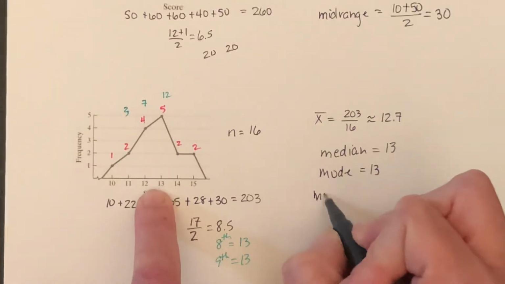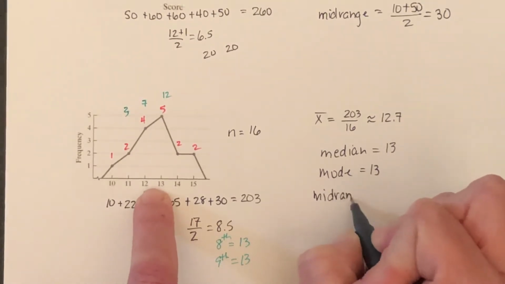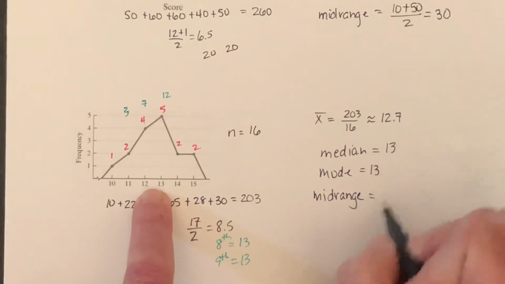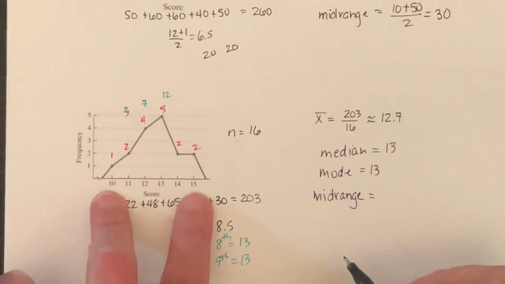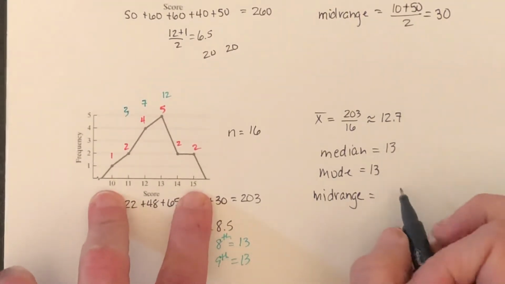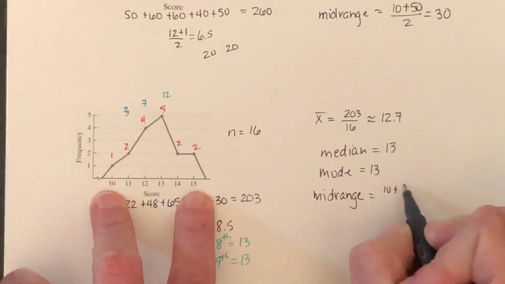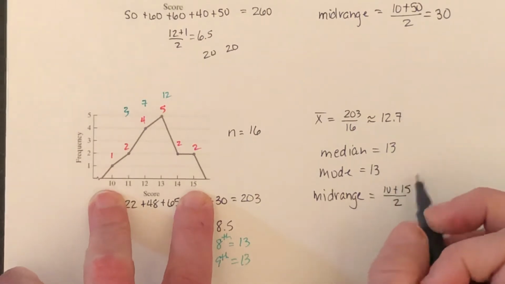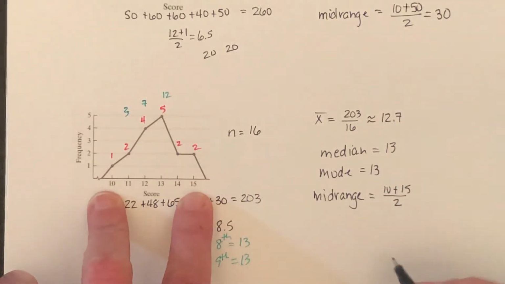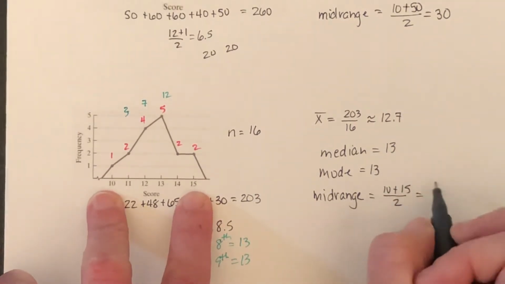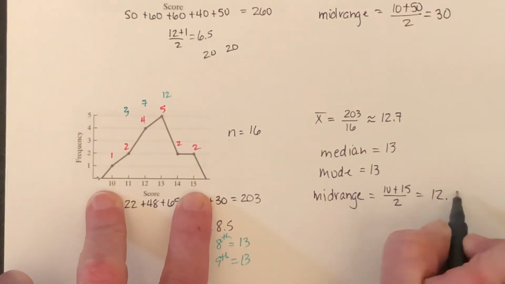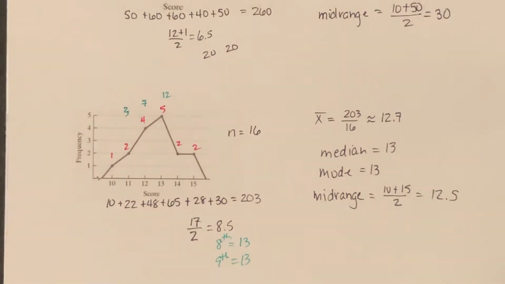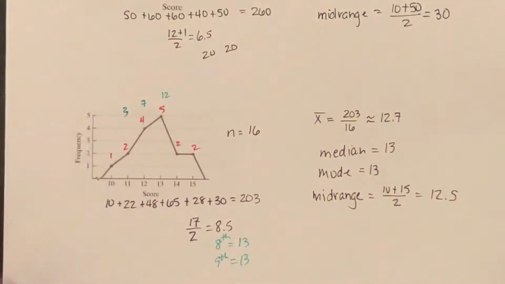And the mid-range would be, I need to do 10 plus 15 divided by 2. And that ends up being 12.5. These are all fairly well clustered together, and it makes sense.